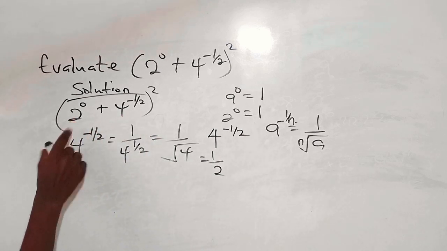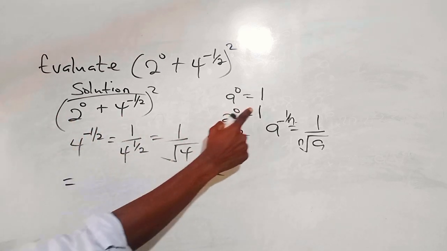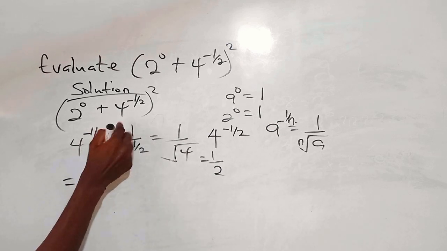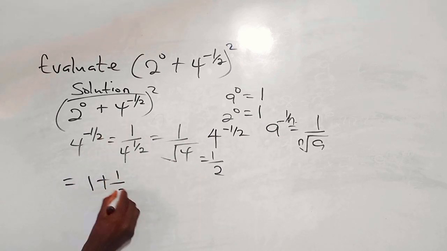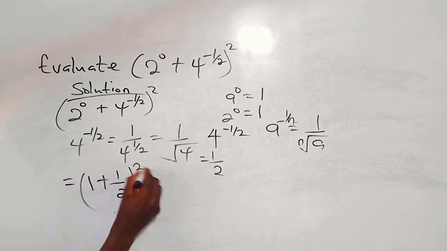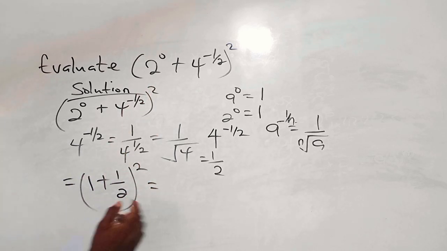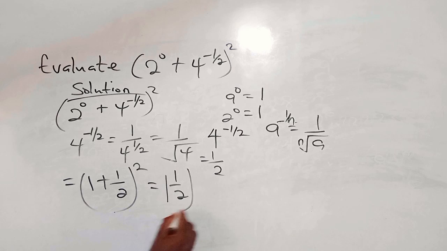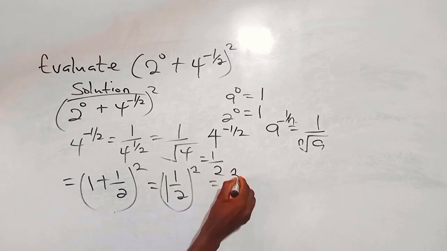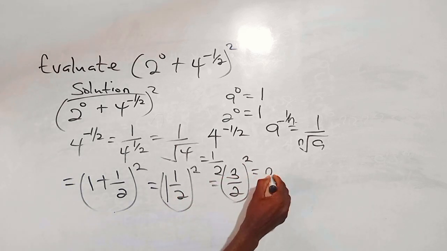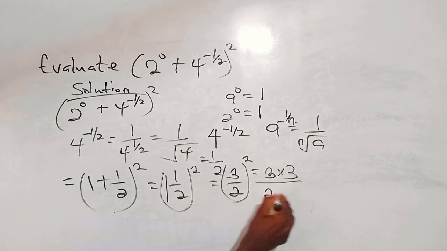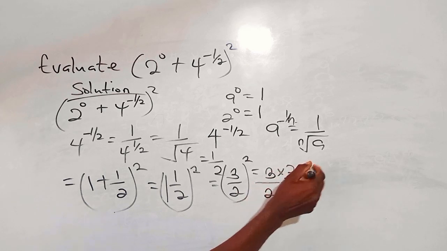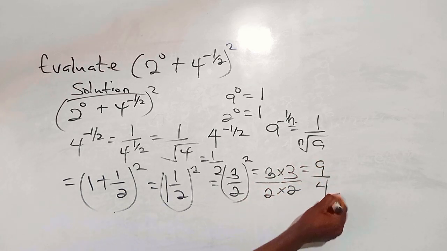So coming back here, for 2 raised to power 0 we have it to be 1, that is 1 plus, for this we have it to be 1 over 2, everything squared. So from here 1 plus half, that's 1 and a half, squared, equals, 1 and a half is 3 over 2, 2 times 1 is 2, plus 1, I have 3 over 2 squared, which is 3 times 3 over 2 times 2, so 3 times 3 is 9, and 2 times 2 is 4.